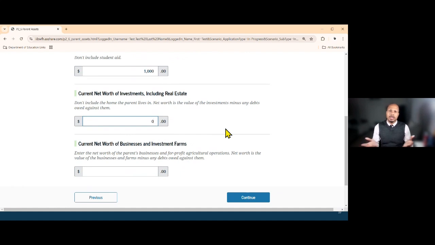We just have the house that we live in, and that's it. That's fine. They'll put the value there. If they did have any real estate, such as rental properties and so forth, then they'll enter the net value there. If you have any businesses, what is the current value of those businesses minus any debt? You want to make sure you put those values there as well.